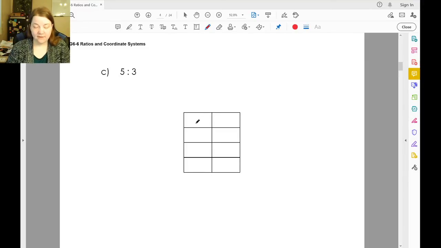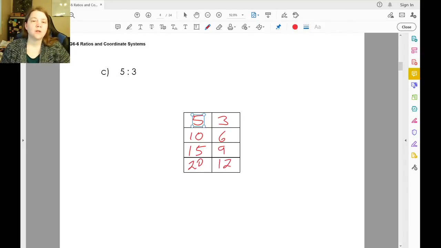Go ahead and try 5 to 3, and then we'll talk about it. Welcome back. So for 5 to 3, you would have gotten 10 to 6, 15 to 9, 20 to 12. You may have gotten other numbers as you do this. If you didn't multiply by 2, and then by 3, and then by 4, you would have found that you got different numbers. So long as they all simplify back down to that 5 to 3, then you're good to go.